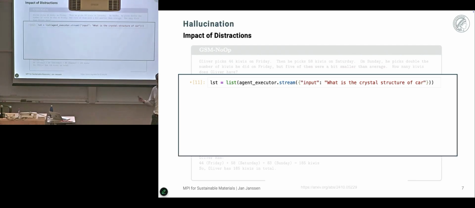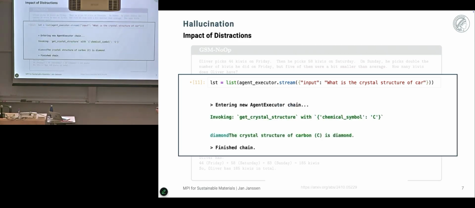That makes no sense, right? So we could say, okay, maybe it finds the best alloy, right? So maybe it tries different things, but it goes completely wrong. It says, car, that starts with C, so it's carbon, it's diamond structure. So that's really the dangerous part, right?